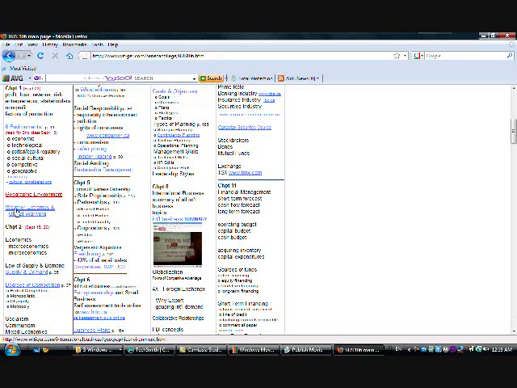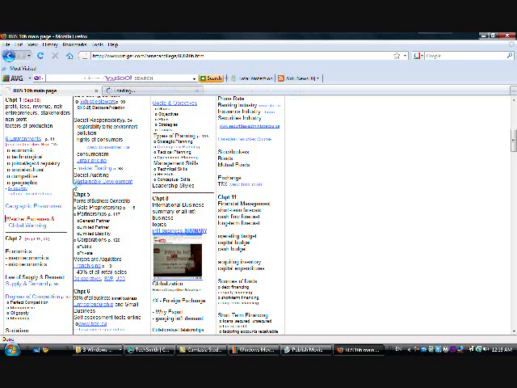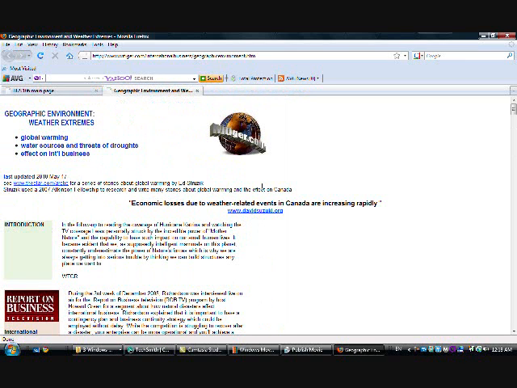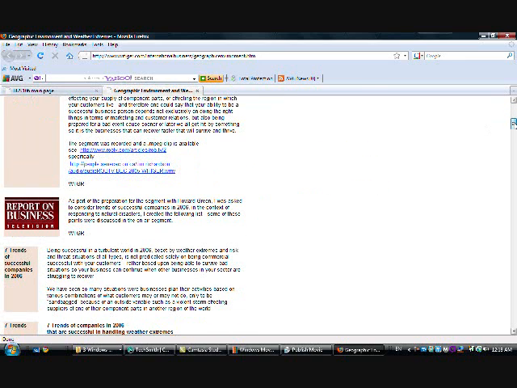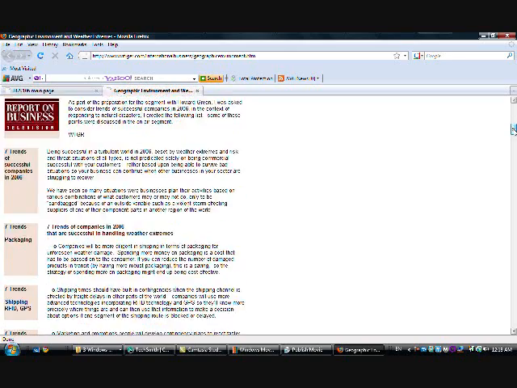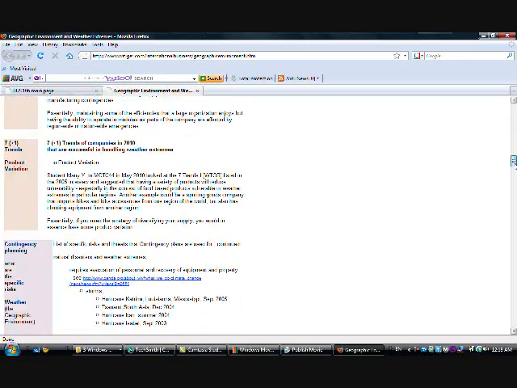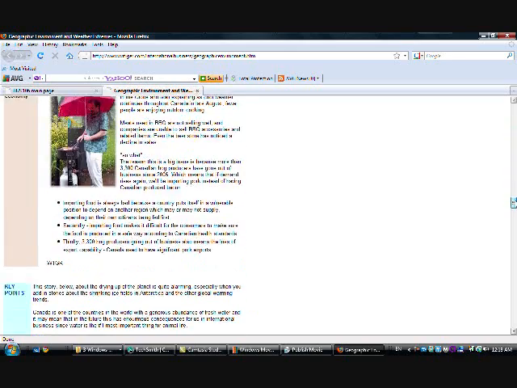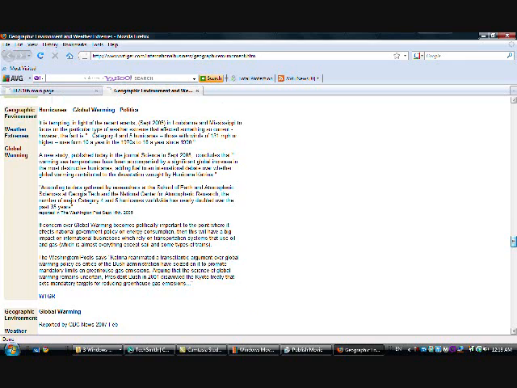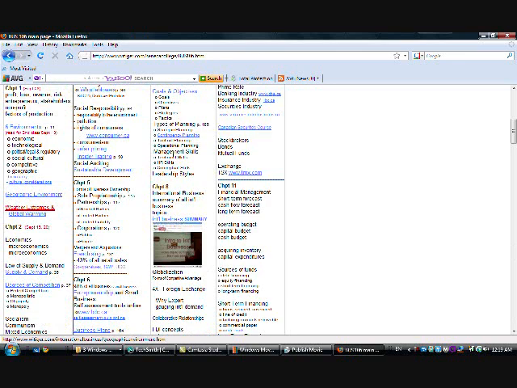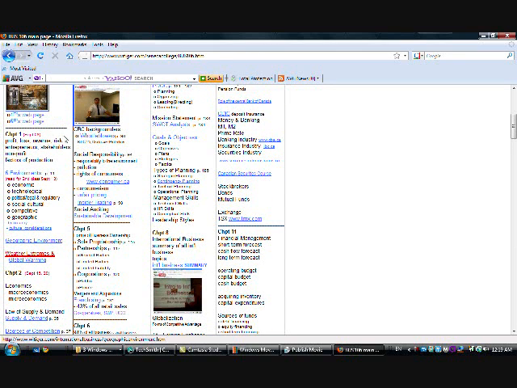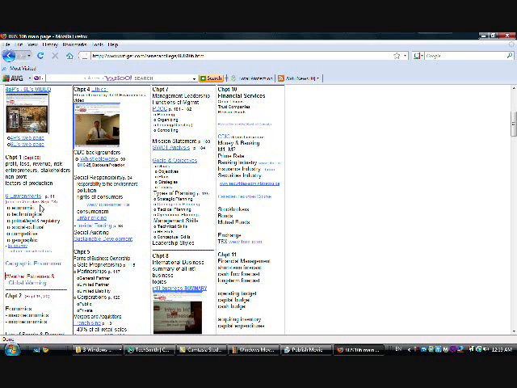Also on this page here, weather extremes. This is another example of how the geographic environment affects business. There's a video here that you can look at me talking about extremes of weather, and also the circumstances of things such as global warming, and there's some very interesting comparative pictures here which you can have a look at, which is all part of the geographic environment. So you do that and you've covered off all the material here for chapter number 1.